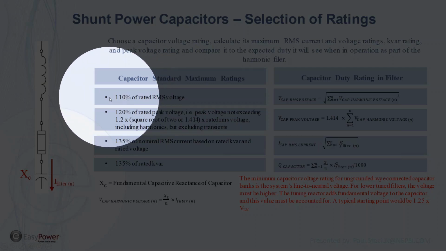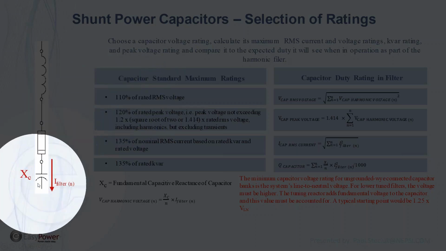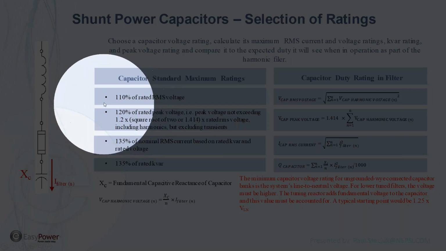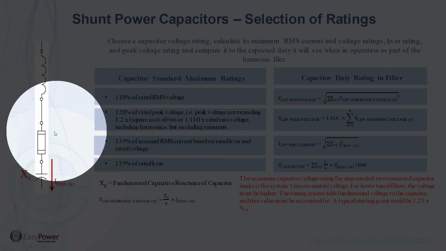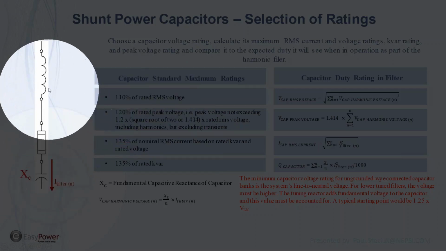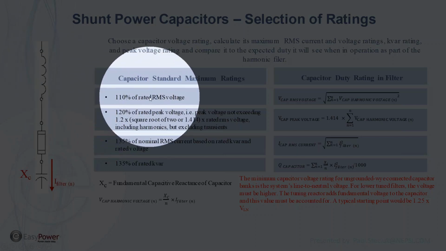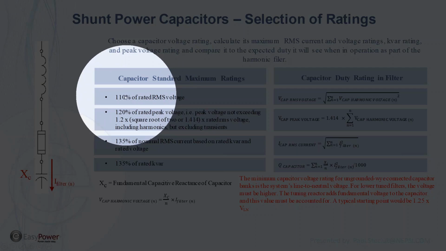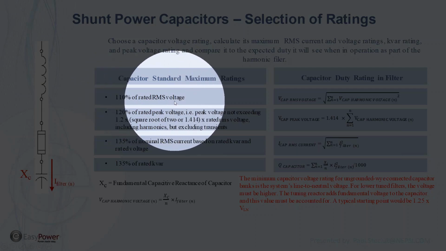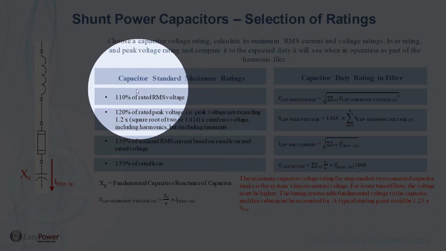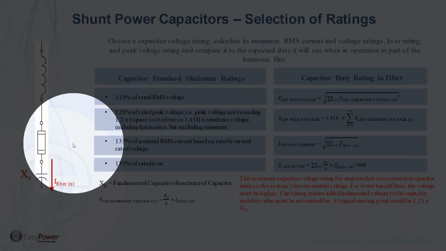So really, we cannot develop a harmonic filter using a standard capacitor based upon the system voltage. We need to go to higher voltage to account for the harmonic voltage rise, plus the fundamental voltage rise across the reactor. So you're picking a capacitor that's going to be within this 110% RMS voltage rating based upon your harmonic flow, based upon a system voltage running at 110%. And you then pick your capacitor voltage rating based on that.